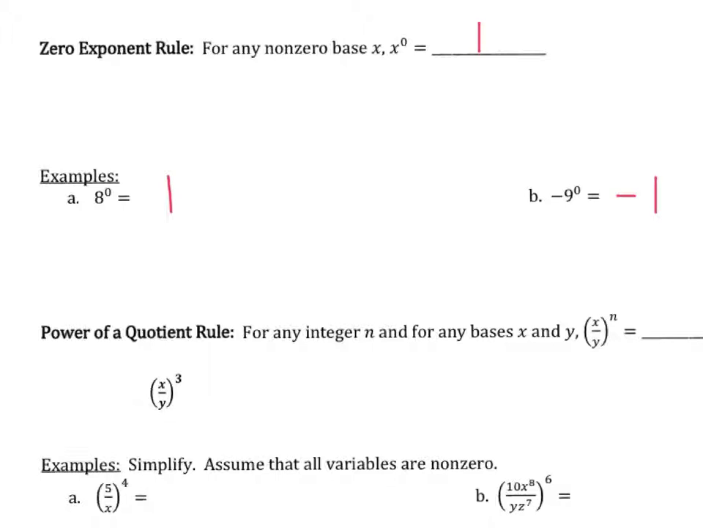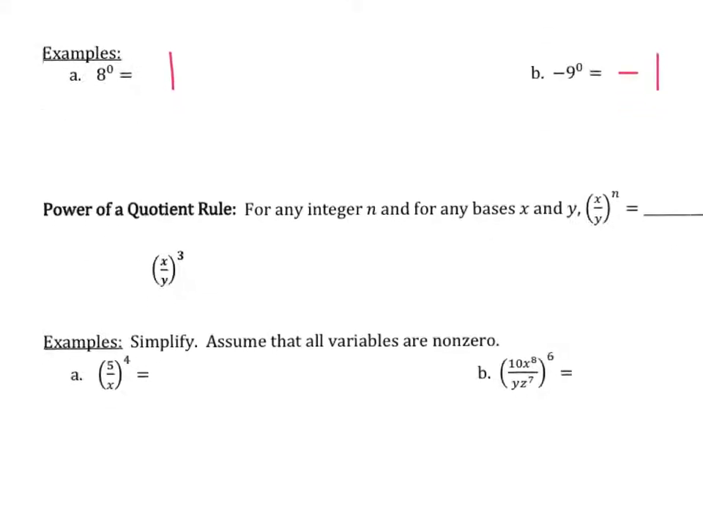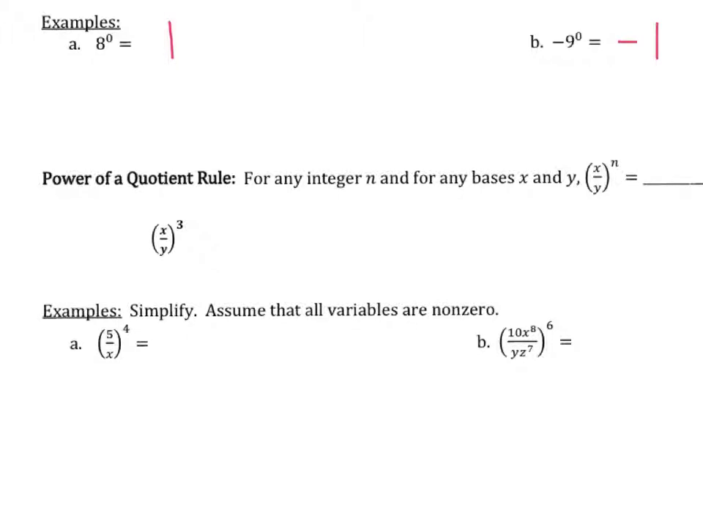Our next rule is our power of a quotient rule. If we look at that rule there, it says for any integer n and for any bases x and y, x over y to the n power. Let's figure out what that is using this example here. Remember, when I raise something to the 3rd power, I multiply it 3 times. So I get x over y times x over y times another x over y.